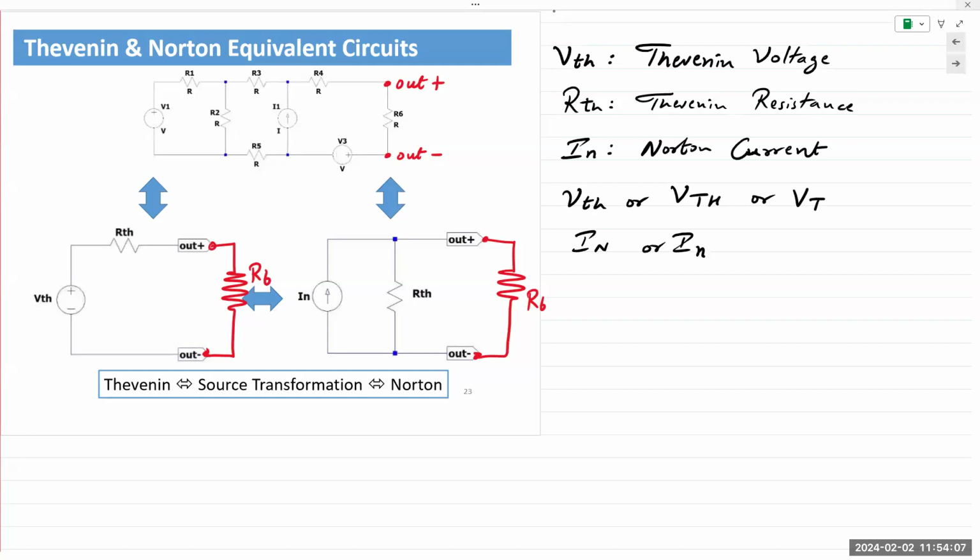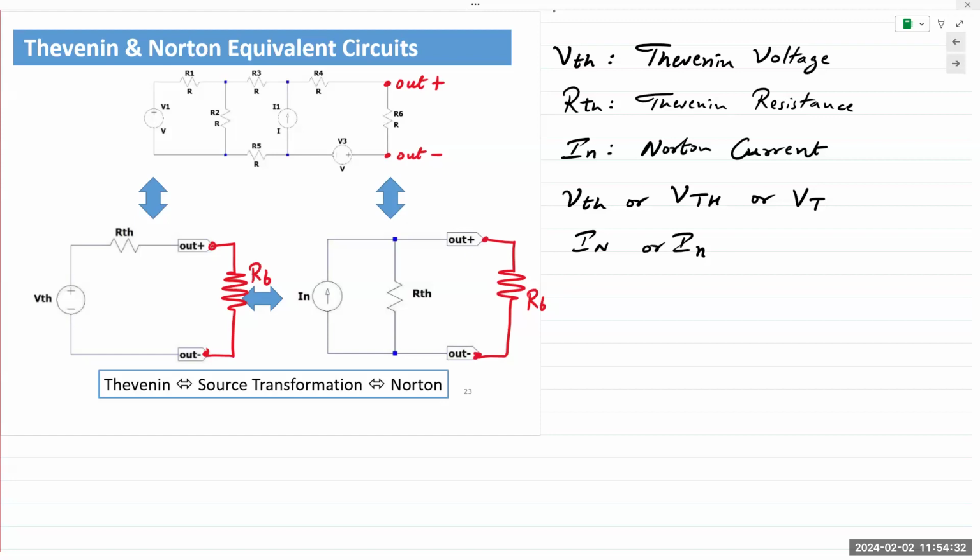Sometimes the RTH remains the same for both. Thevenin resistance is the same for both circuits. But if you're simply talking about a Norton circuit, sometimes RTH could be represented as RN, which is Norton resistance. But it is actually the Thevenin resistance in both circuits. Okay, in both circuits.